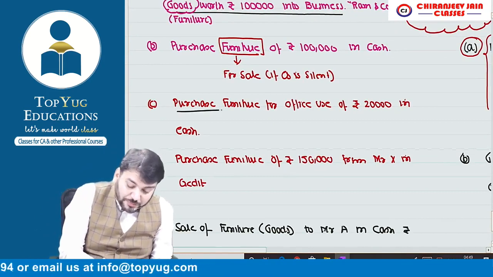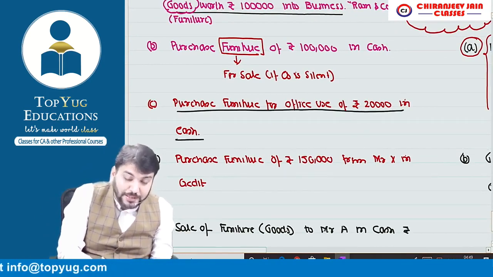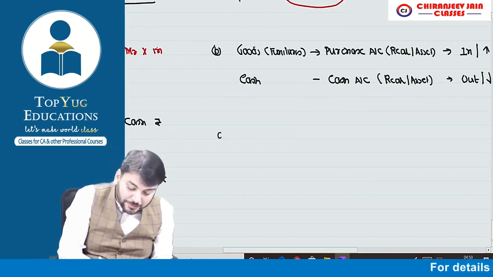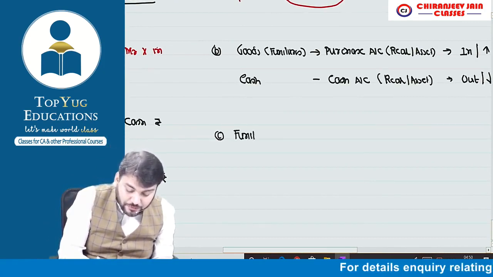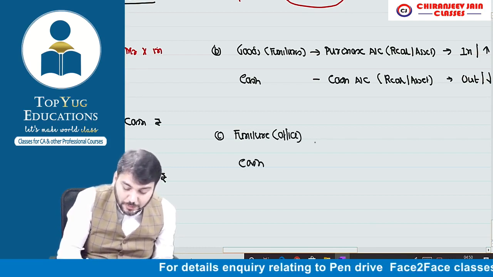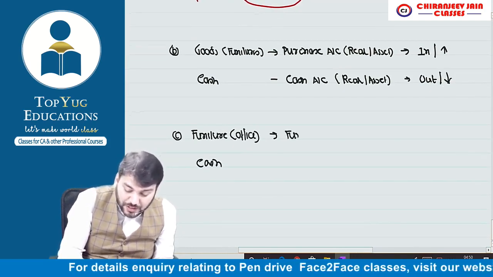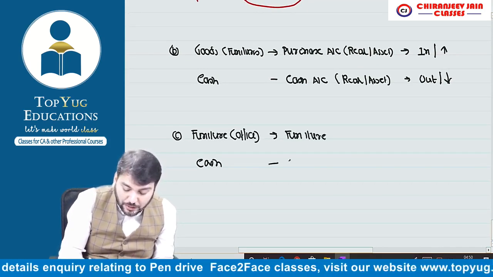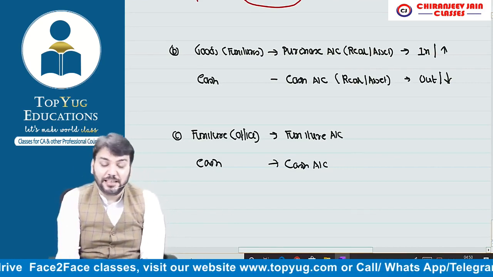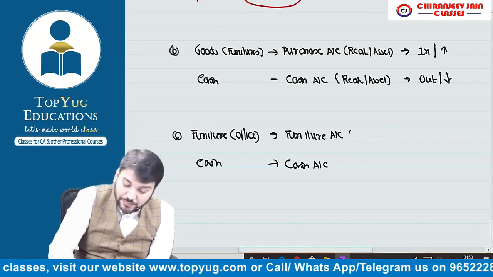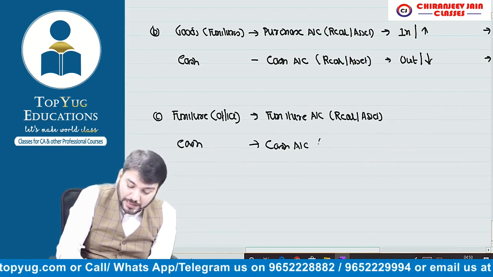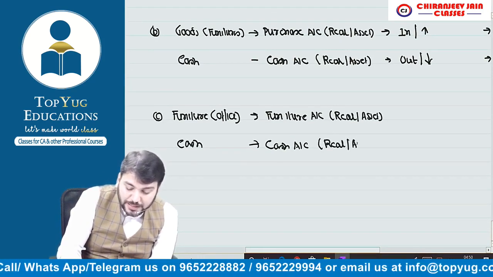Point number C. Purchase furniture for office use of 20,000 in cash. Now you are not purchasing goods. So you purchase furniture for office use in cash. तो बताओ, you'll open which account? Now we'll open furniture account and cash account. Bolo yes or no? So I think you have understood the difference between B and C. Furniture is a real account and an asset, and cash is also real and an asset.